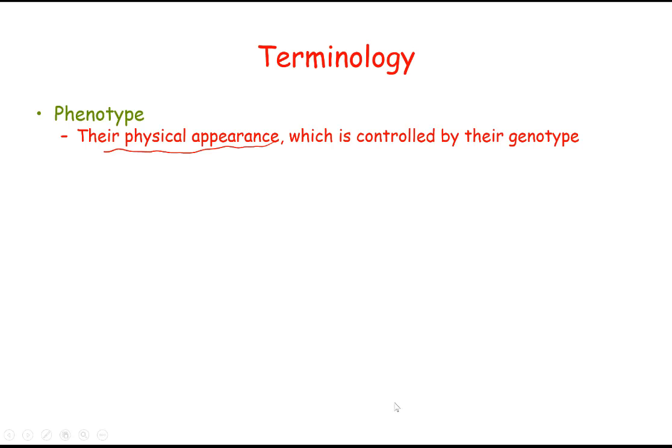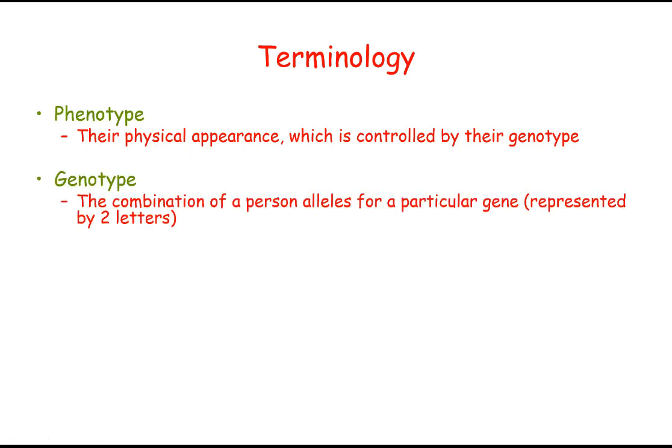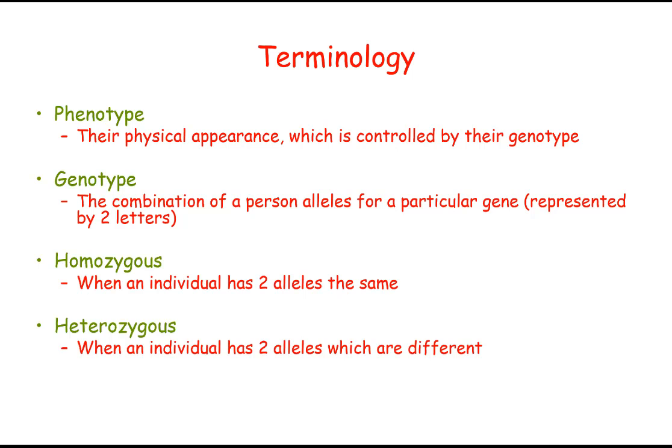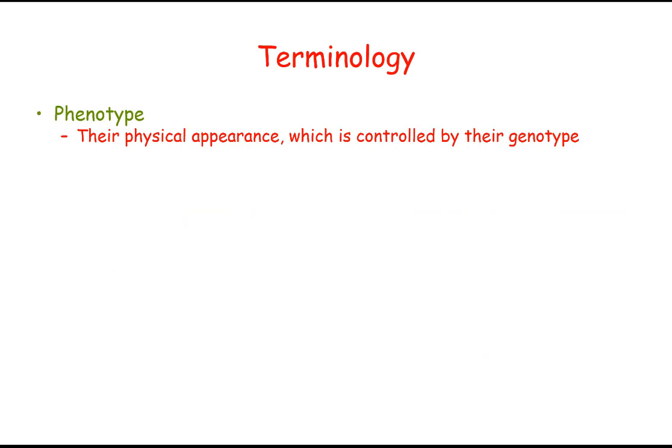Now we said it's controlled by their genotype. The genotype is the combination of a person's alleles for a particular gene. Now it's usually represented by 2 letters, which we're going to look at slightly in a minute. Then there's also homozygous and heterozygous. So homozygous is when an individual has 2 alleles which are the same, and heterozygous is when an individual has 2 alleles which are different.